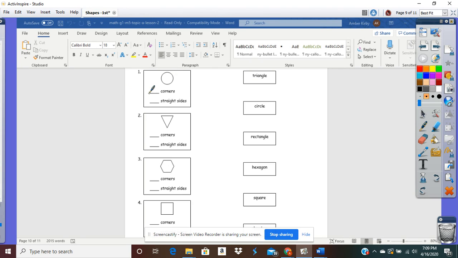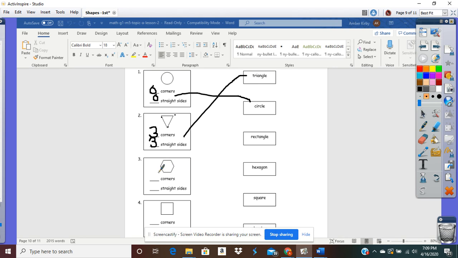Well, if you look at this first shape, it doesn't have any corners or angles. It doesn't have any straight sides. They're curved. That is, you got it, circle. Moving on to our second shape, if you look here, this shape has 3 straight sides, and it also has 3 corners, or remember, we can call these vertices, and that is a triangle. Remember, we talked about that tri means 3, so a triangle is a shape with 3 sides and 3 angles.